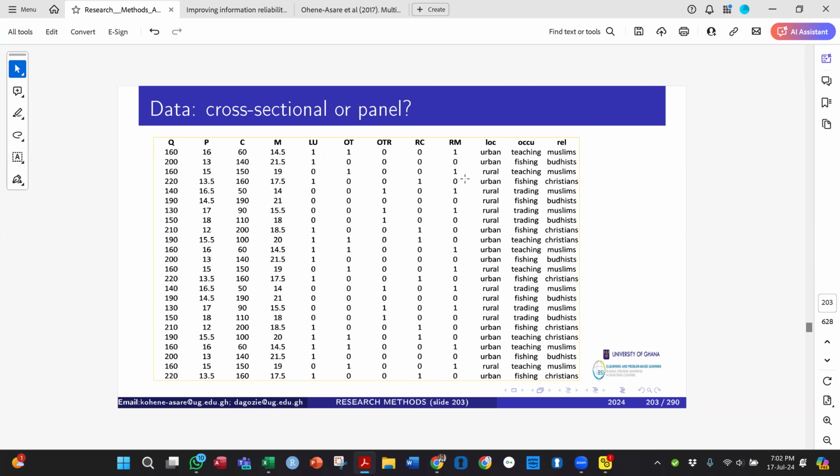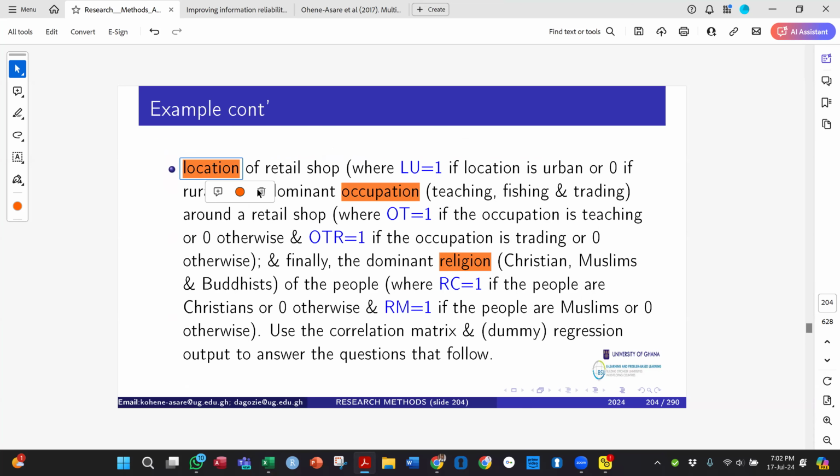Apart from these, there are also other variables, such as location. So you see, we're told that one of the variables is the location of the shop, the gin bitter shop. And we are told that location is LU, equal to 1 if the location is urban or 0 otherwise. So the 1 means that it's a dummy variable. 1 means that it is urban. 0 means it's rural.